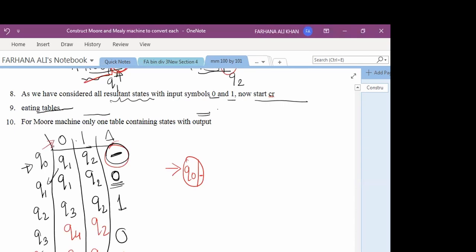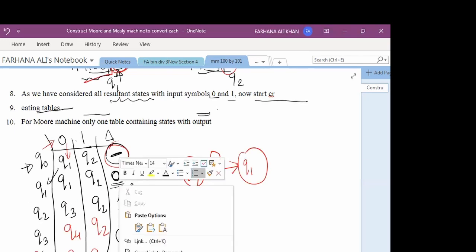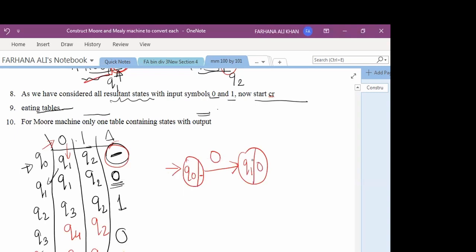The Q0 on 0 is going to Q1 state. Before writing the state, we have to note down the output symbol also. The output of Q1 is 0, so we put a slash and write down the output. Now Q0 on 1 is going to Q2. On the transition we write the input symbol, and inside the state we write the output also. The output of Q2 is 1, so we note down the output 1.